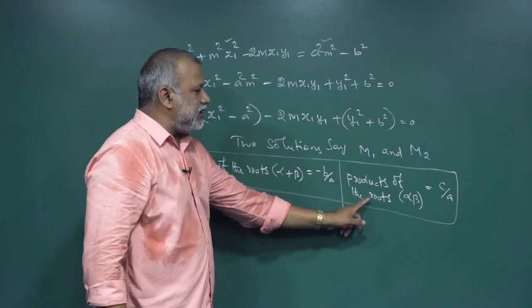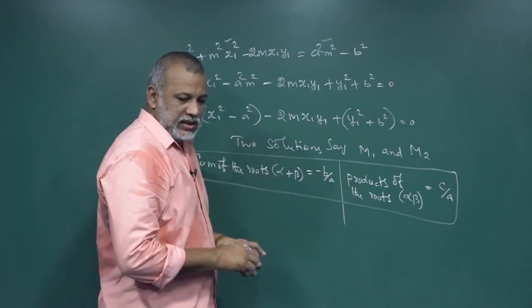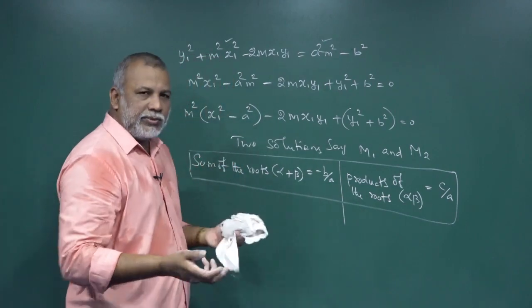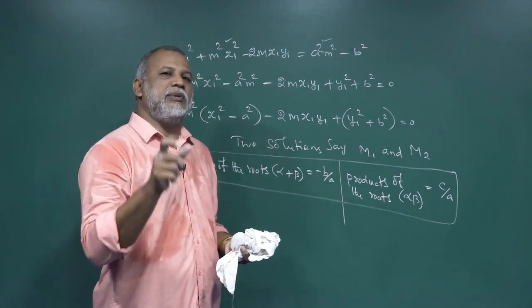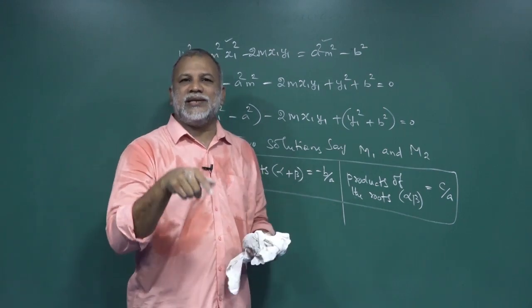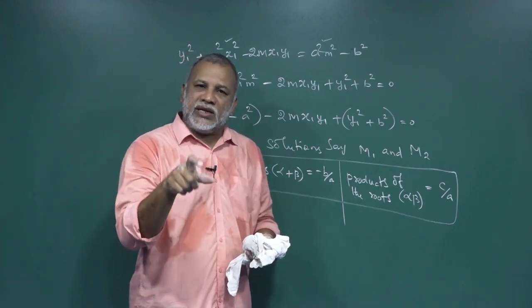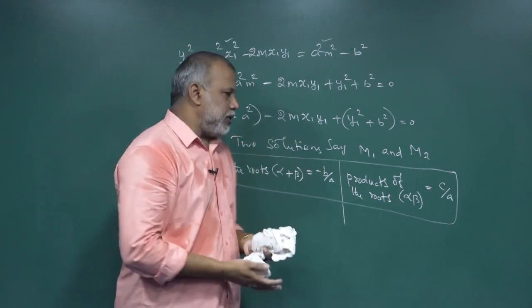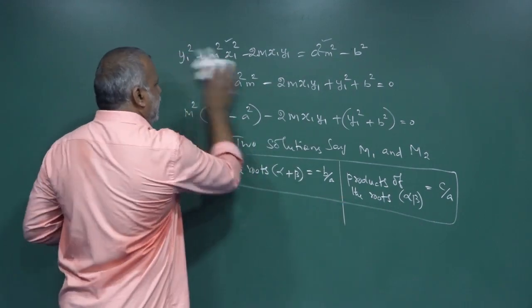Now I am going to select the product of the roots. Listen carefully. For what purpose are we selecting the product of the roots? That means m1 into m2. From the diagrammatic explanation, the tangents are perpendicular. If the tangents are perpendicular, then the product of the slopes equals minus 1. So we need the product of the roots only.